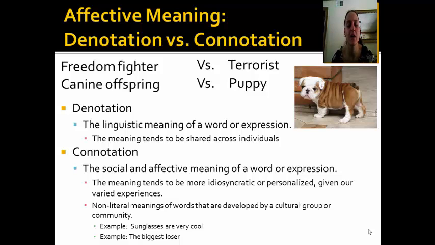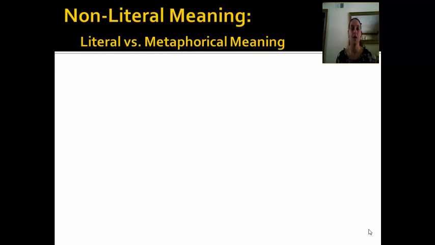And so here are some examples just showing you how the meaning of phrases and words can be different based on our context, and how you as teachers of English language learners really need to be specific about these different layers of meaning. So let's talk a little bit more about literal versus metaphorical meaning.